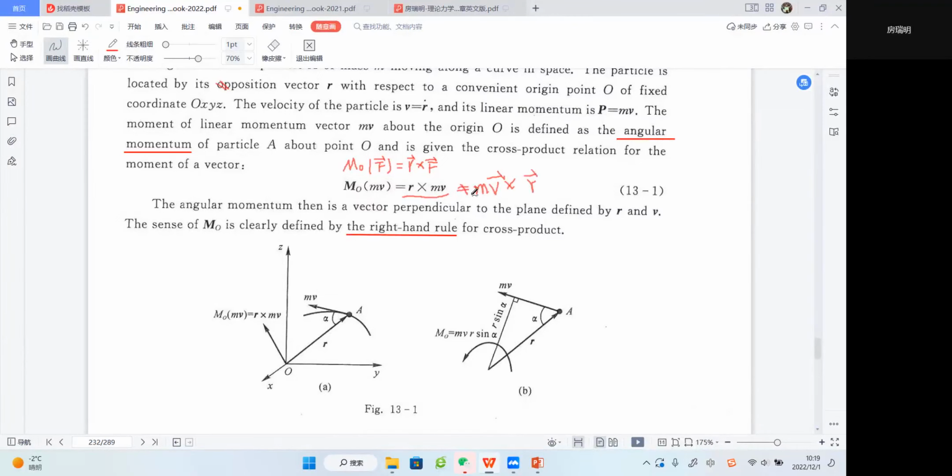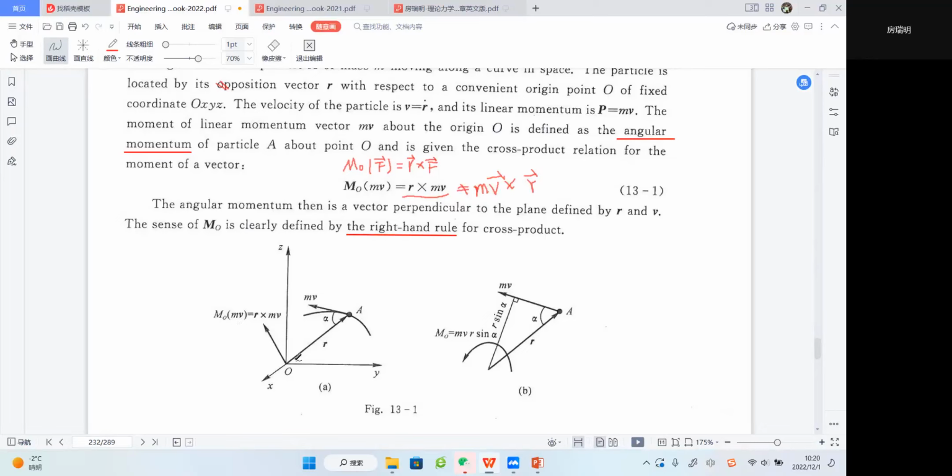it's not the same thing. When we use our right-hand rule, first we let the four fingers of our right hand point along the direction of R. Then you fold your four fingers so that they go along the direction of mv. Then our thumb will point in a direction. That direction will be the direction of M0.